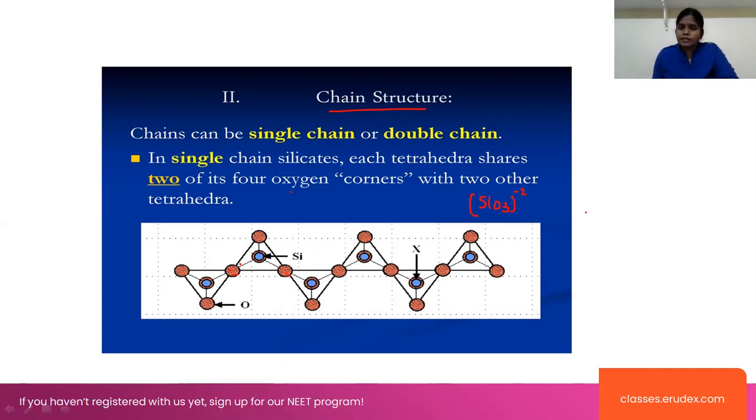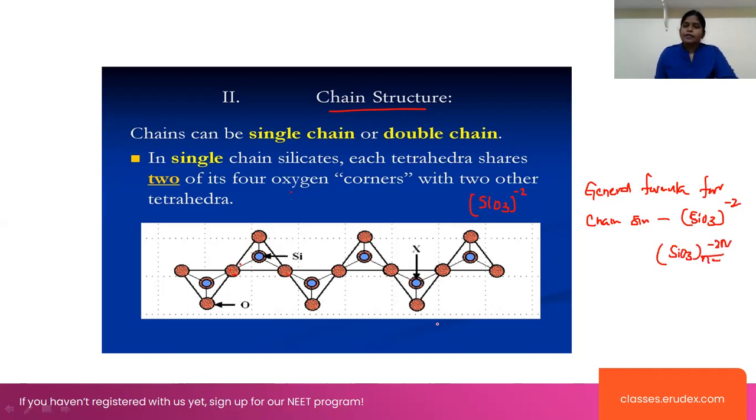Then the general formula for chain silicates is SiO3 to the power of 2 minus, and whenever we are taking n units, SiO3 to the power of n into minus 2n. Now look, whenever we are taking a large number of units, then we will get the long chain. That means this chain structure will be infinite. Whenever we are taking the cyclic form, that will be finite.